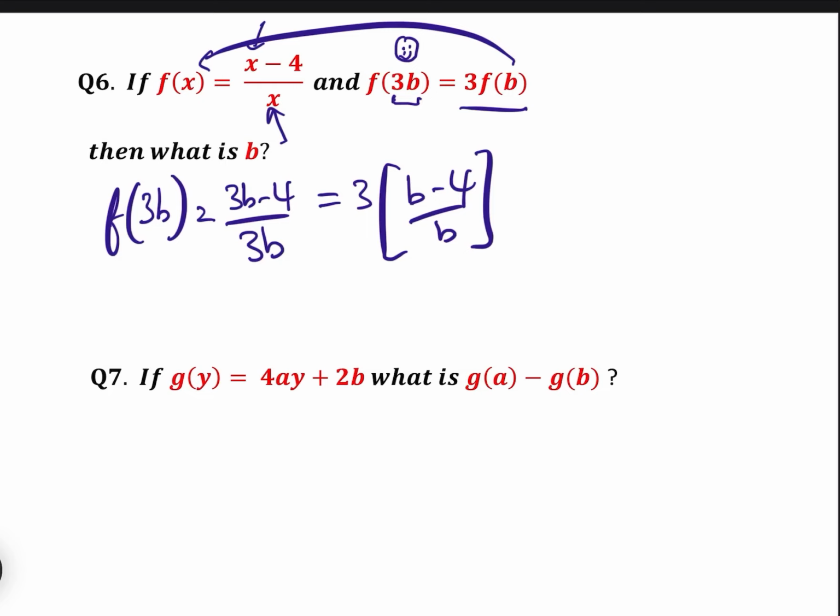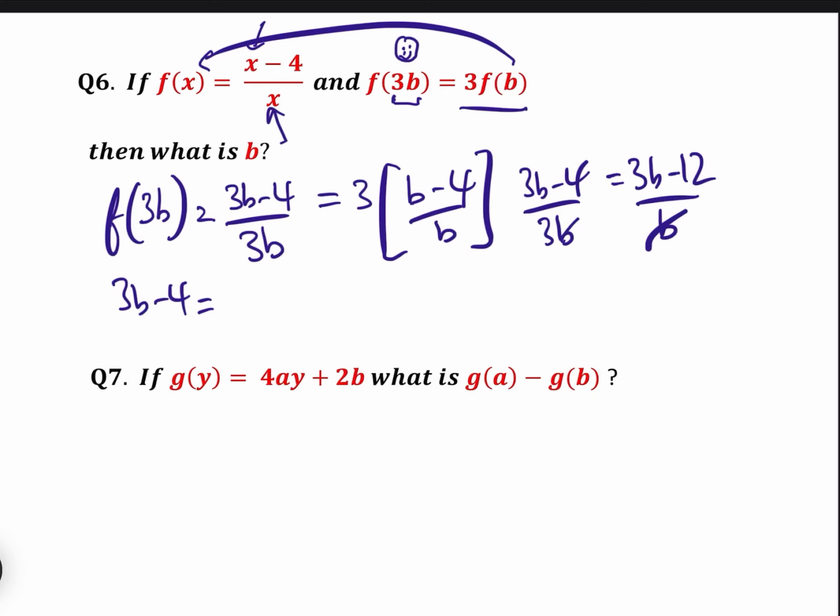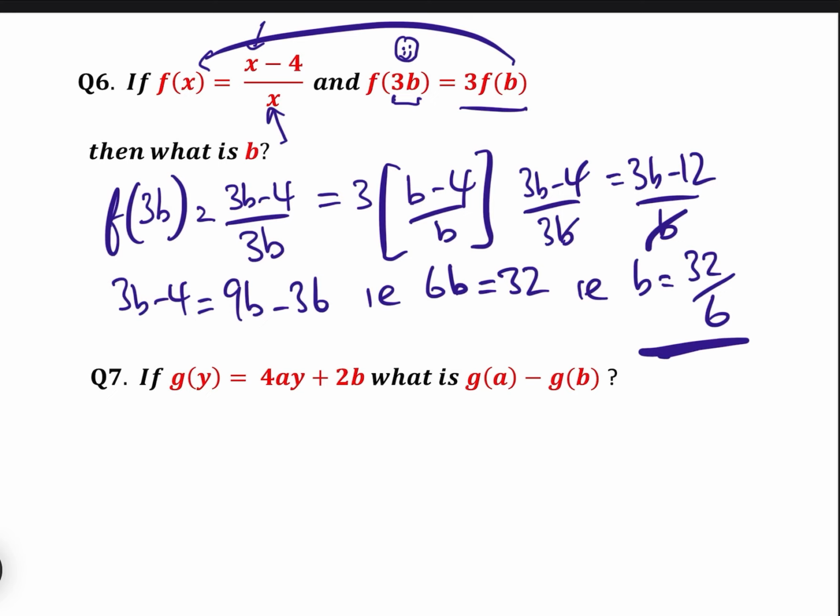Okay, so that means 3b minus 4 over 3b equals 3b minus 12 over b, and we can cancel the b here. So that gives us 3b minus 4 equals 9b minus 36, i.e. 6b equals 32, i.e. b equals 32 over 6. So that is the answer to question 6.